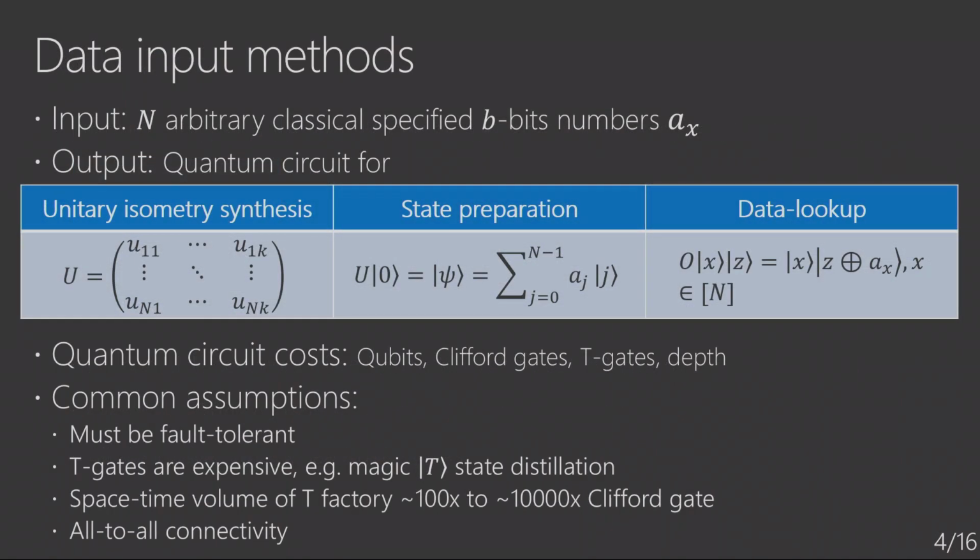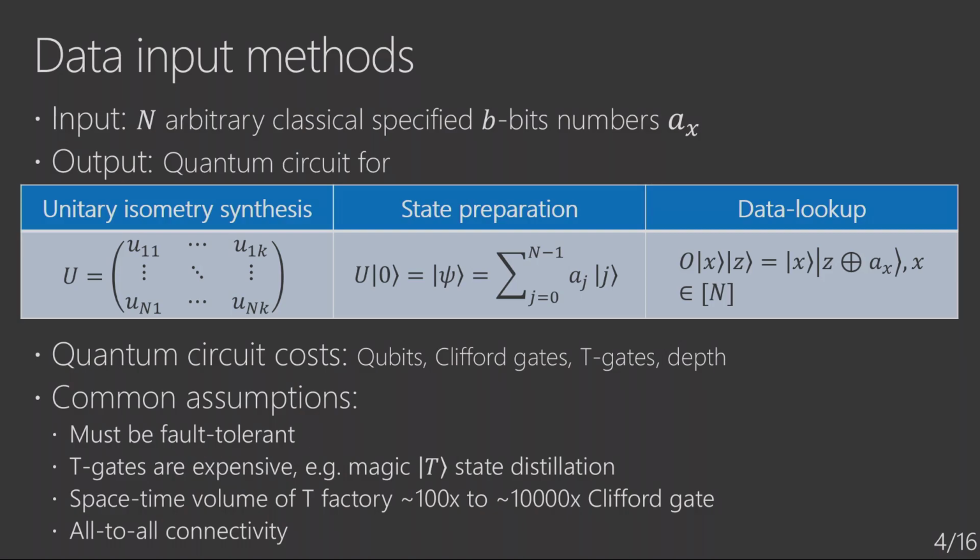So what does it mean to load data? There are actually quite a few methods. Here we have n arbitrary b-bit numbers. They're given to us on a piece of paper. In one example, say perhaps we want to implement a unitary where the elements are precisely these entries. In another example, these elements are the coefficients of some state, so the state encodes our data, maybe the training vector. And in yet another example, maybe you want to synthesize a data lookup oracle. So this is a Boolean function.